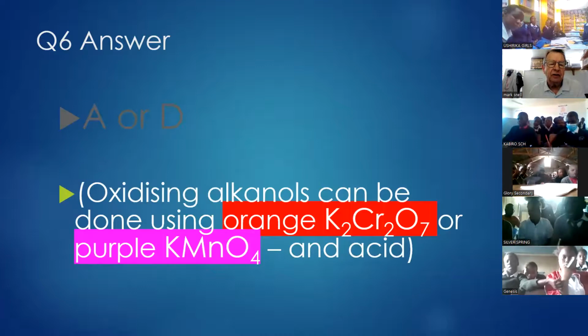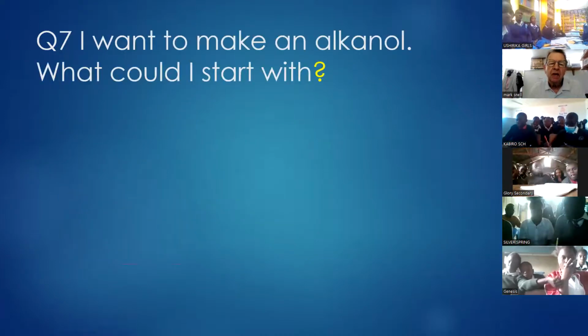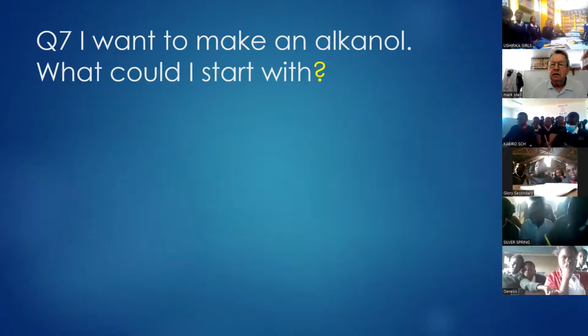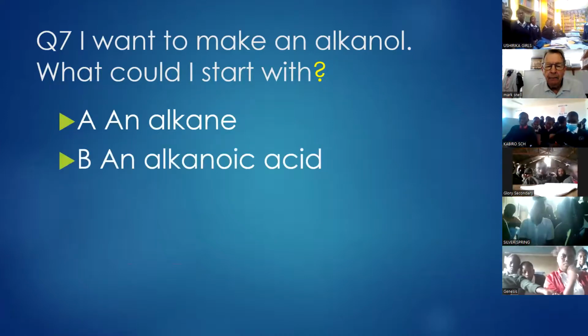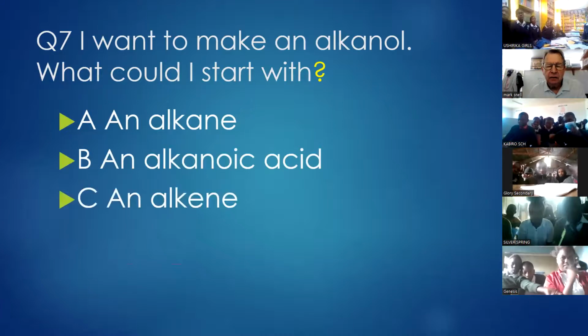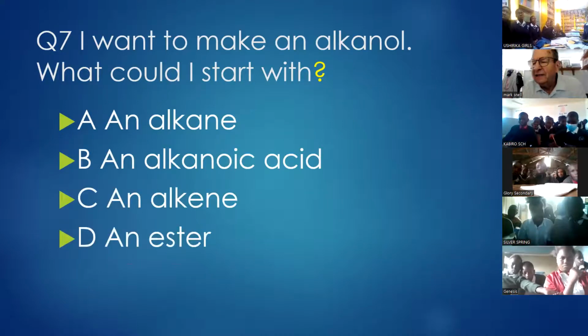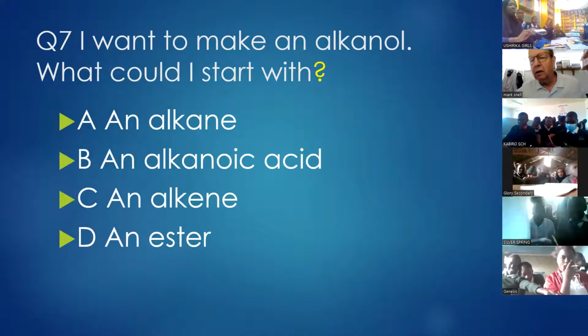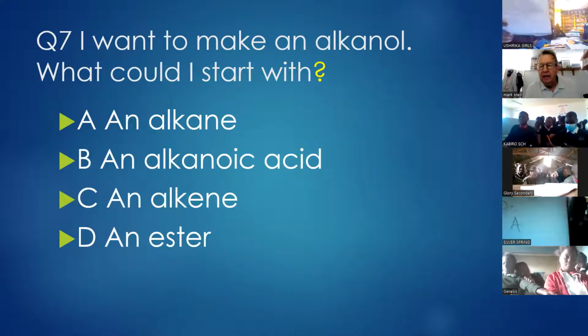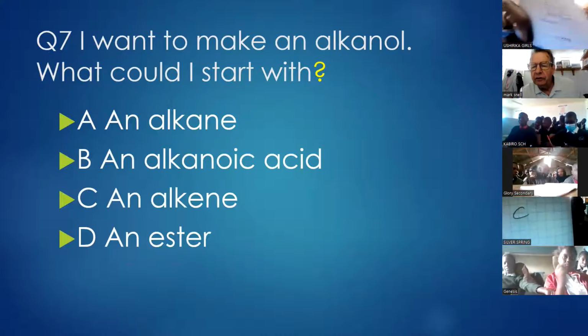Okay, question 7. Let's see what question 7 is. I want to make an alkanol. What could I start with? Could I start with an alkane, an alkanoic acid, an alkene, or an ester? I want to make an alkanol. This is where that thing on the board behind me is important again. If I want to make an alkanol, try and remember the direction of the arrows.